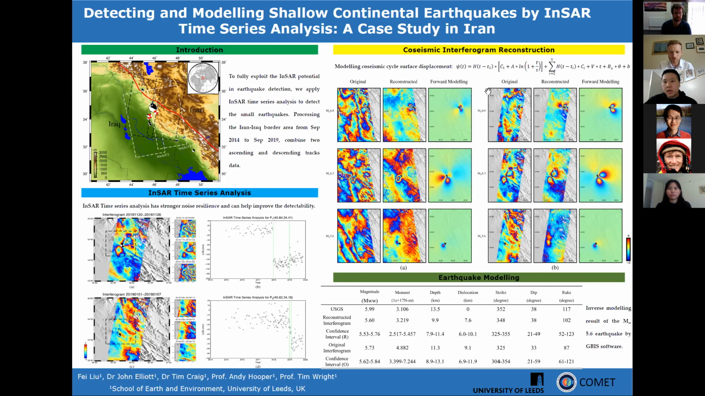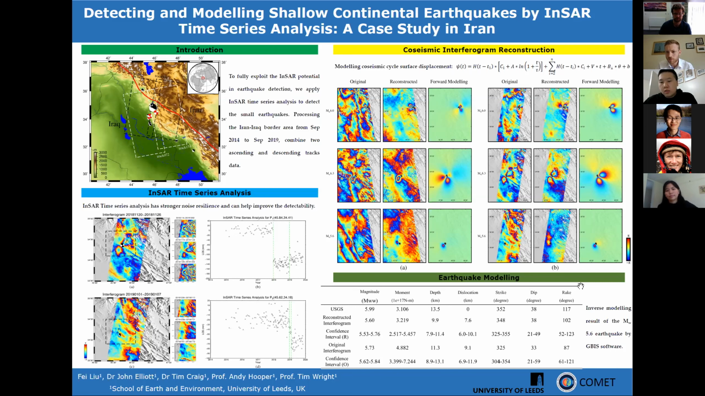Using this advantage, we model the coseismic surface displacement by this equation, where we only consider the large seismic deformation from the 7.3 and model all the other small earthquakes simultaneously due to their closeness in space and time. In the reconstructed interferogram shown here, we can see that it not only improves the detectability, but also makes the interferogram much cleaner and closer to the modeling result.